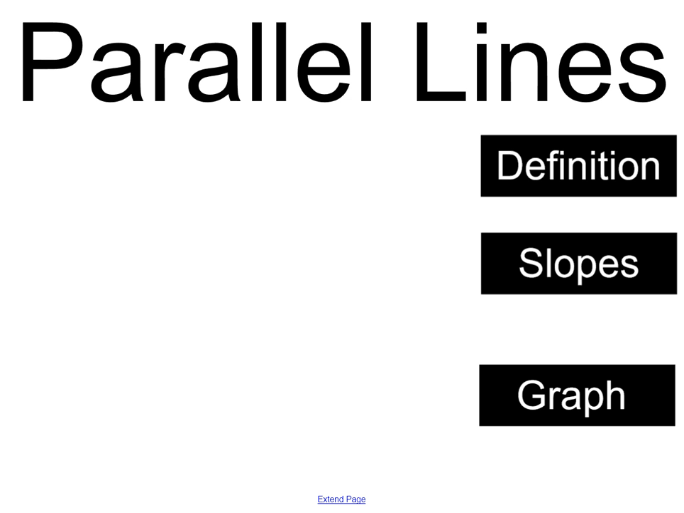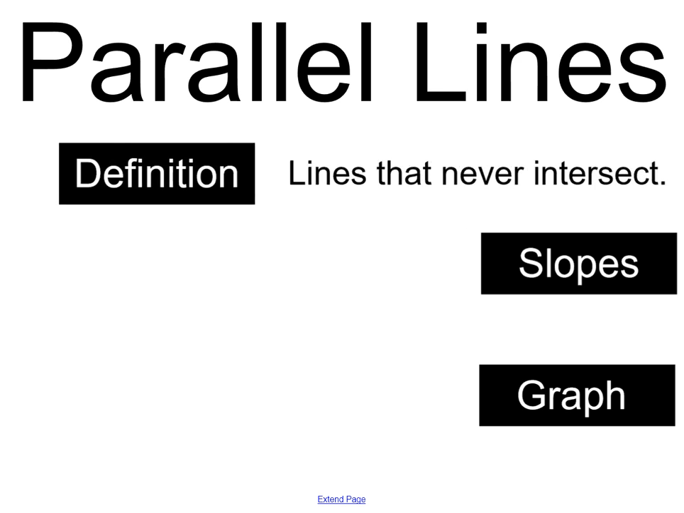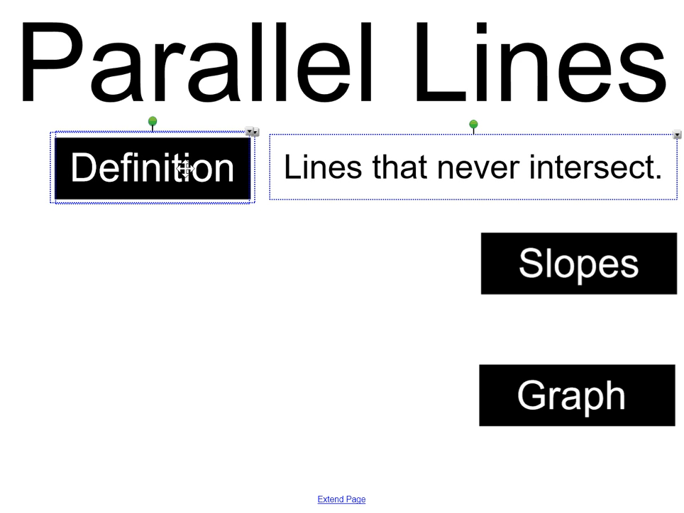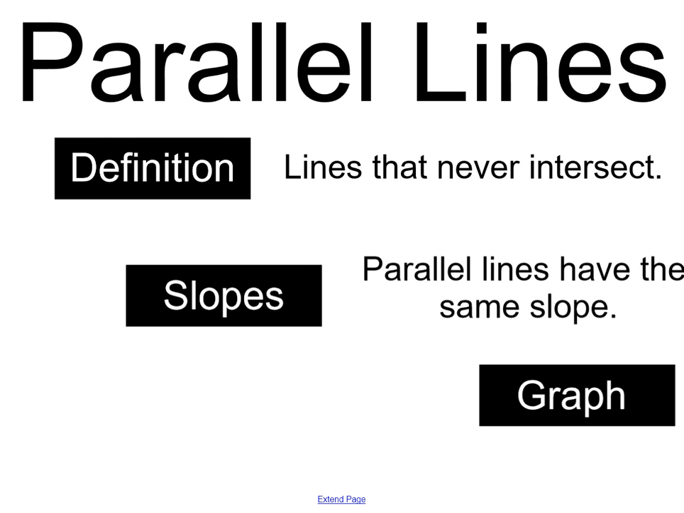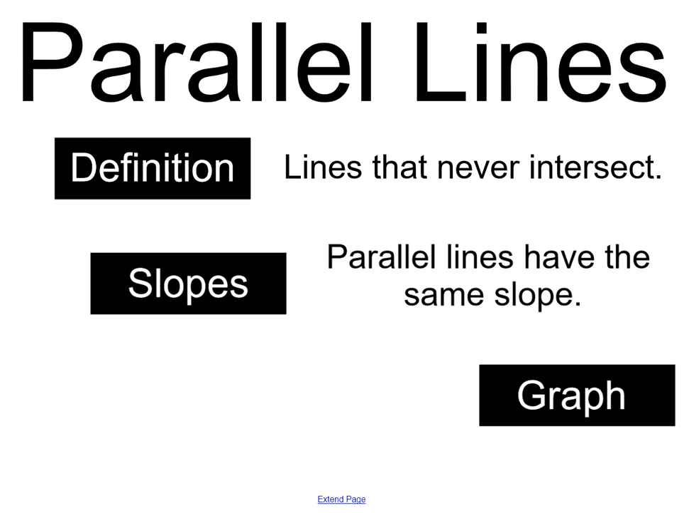Let's first talk about parallel lines. Parallel lines are two lines that never intersect. That means they never cross each other. Parallel lines have to have the same slope.